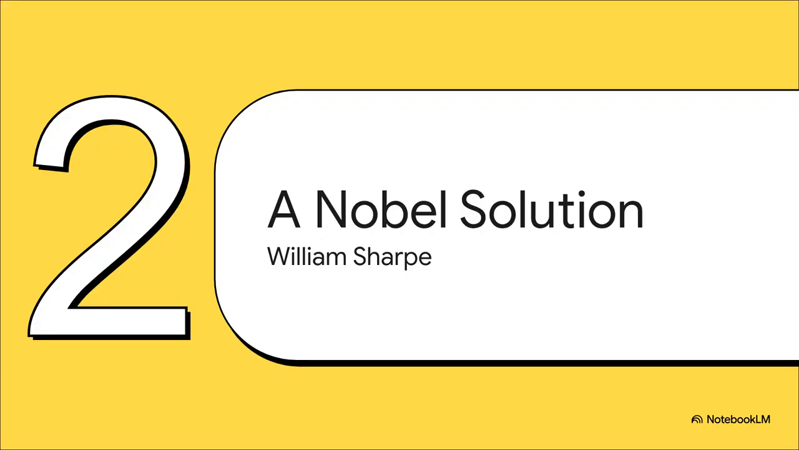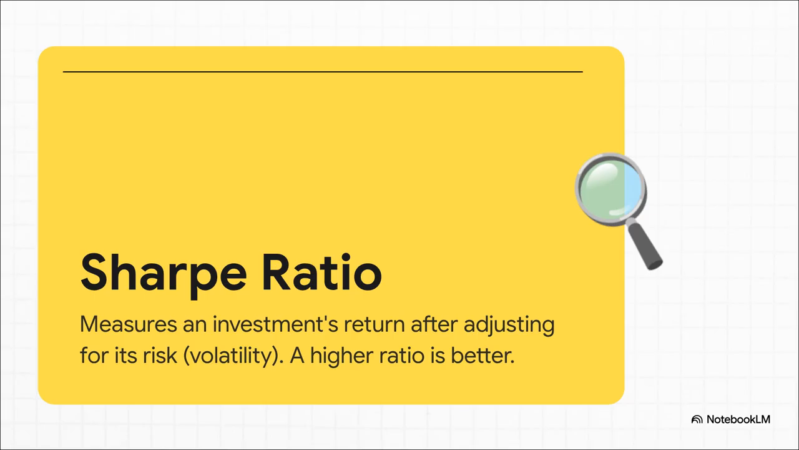Well, back in the 1960s, an economist named William Sharpe came up with an idea so powerful it won him a Nobel Prize and basically changed finance forever. He called it, you guessed it, the Sharpe Ratio. The Sharpe Ratio tries to answer one simple question: am I being paid enough for the roller coaster ride I'm on? It boils all that complexity down to a single, elegant number. And the rule of thumb is easy. The higher the ratio, the better your risk-adjusted return is.